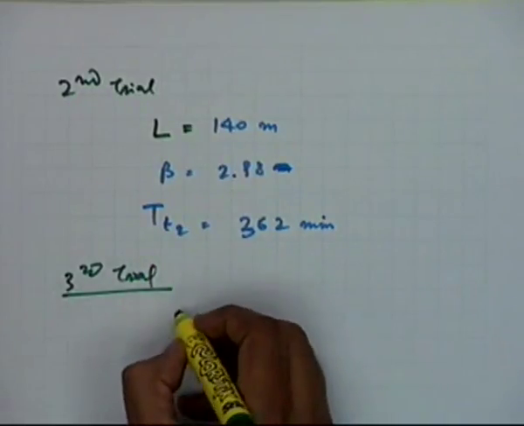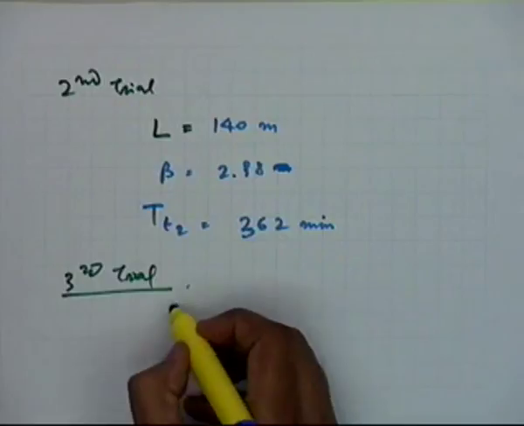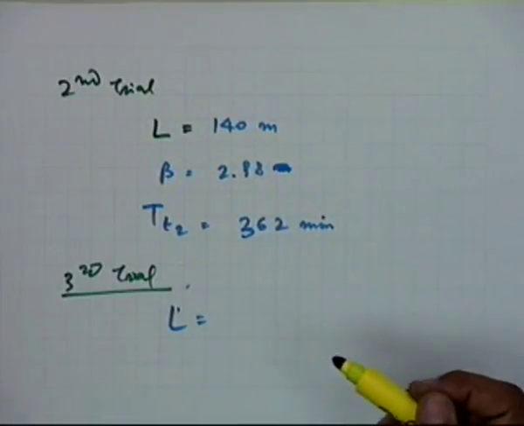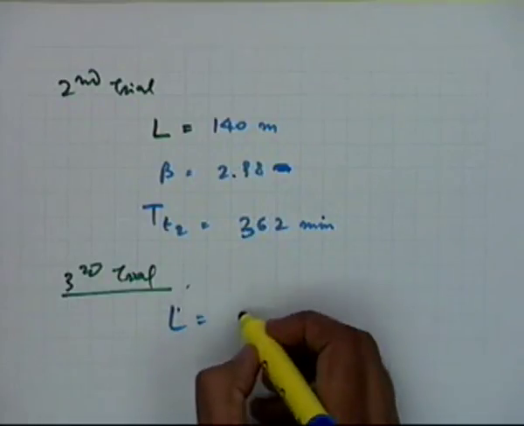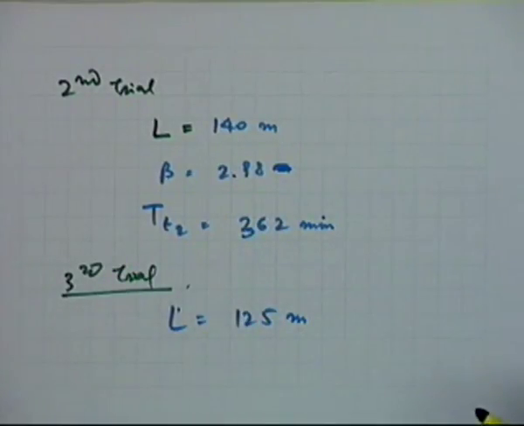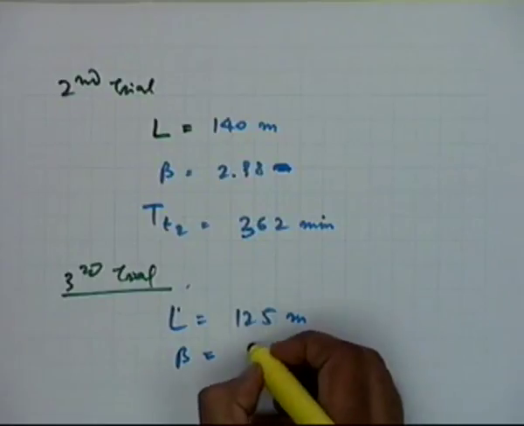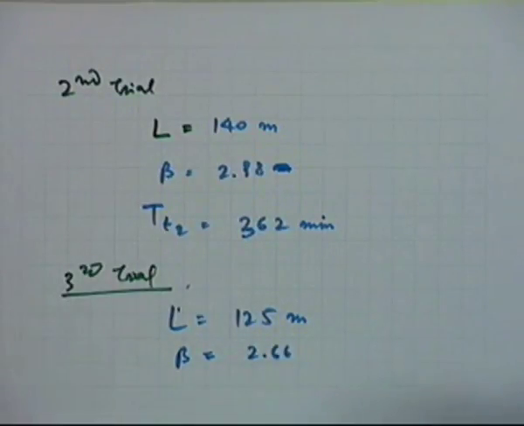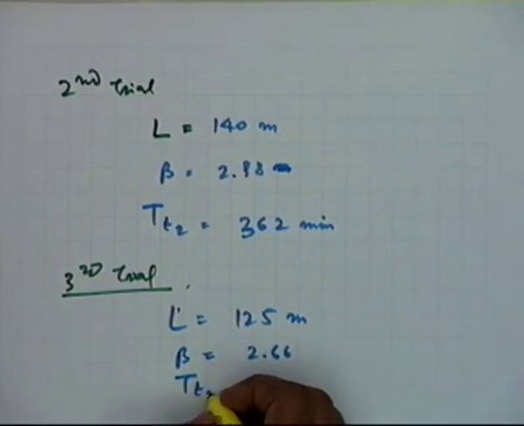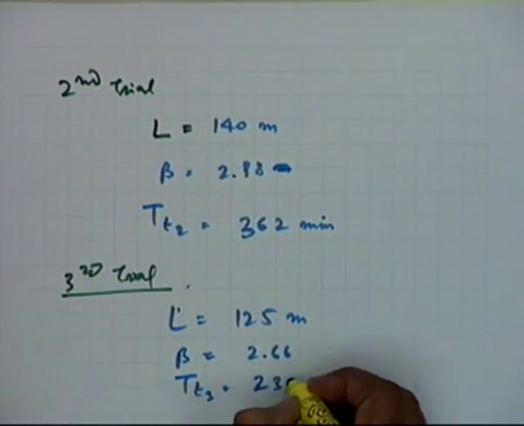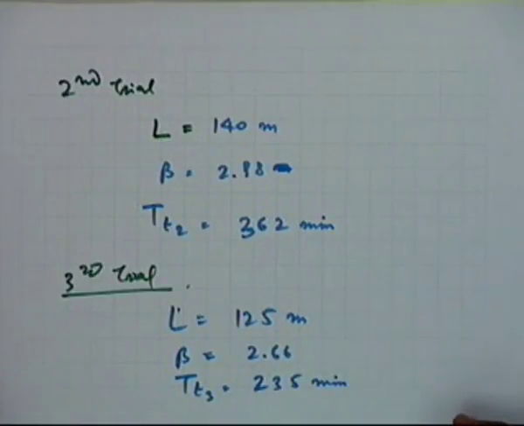Take a third trial where you improve upon the length, and you feel that you have taken a length which is more than the desirable. You can take it to be less than the previous case and have another iteration where this case beta is 2.66 and the advance time works out to be 235 minutes. Now this advance time versus the length combination, it falls quite close to the Q maximum.